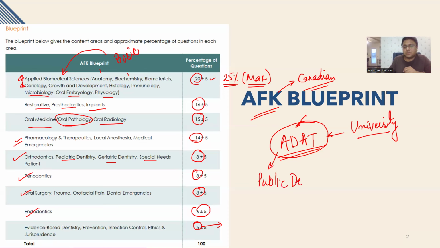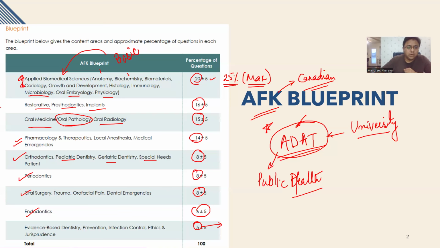So there are some questions related to public health, stats and other related fields, and some applied aspects. Questions related to judgment are also asked in ADAT. So ADAT is a slightly different exam. You can say it's a slight combination of AFK and the second exam, which is ACJ.